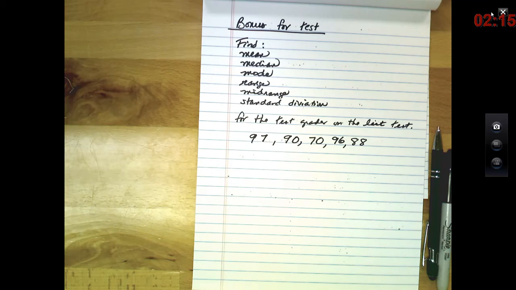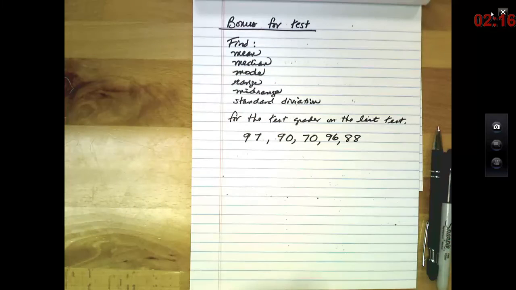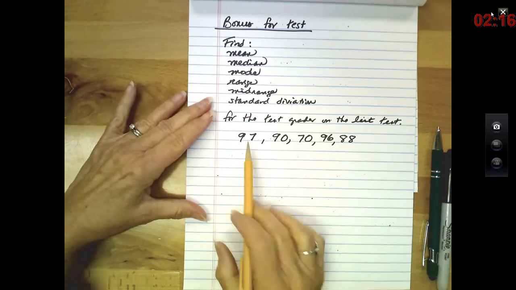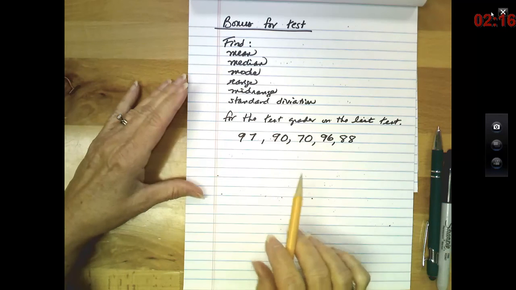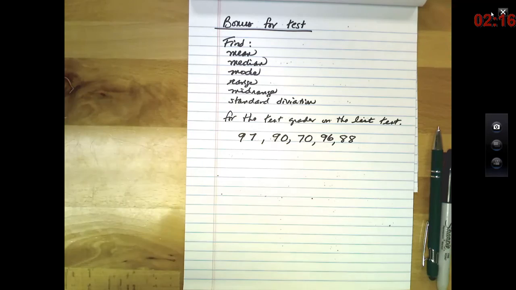I'll tell you what I'll do before we leave. I'll give you the answers to these so that you can know if you have the right answer, providing I have the right answer. But before I do that, this is a bonus for the test. These were the test scores from the last test. So find the mean, median, mode, range, mid-range, standard deviation of those test scores.